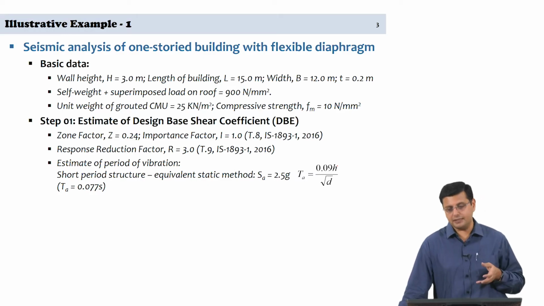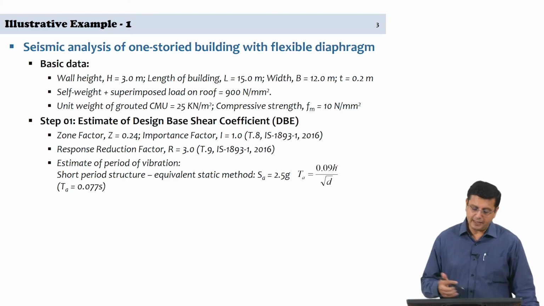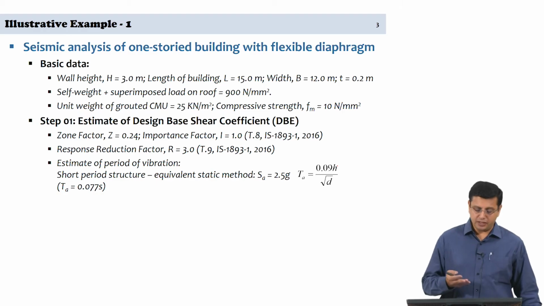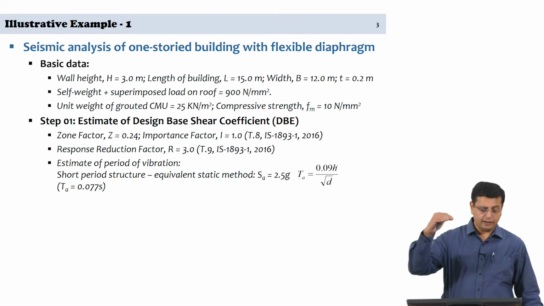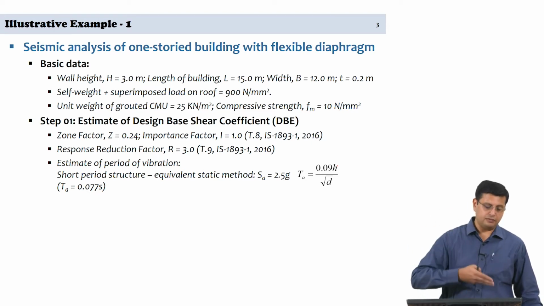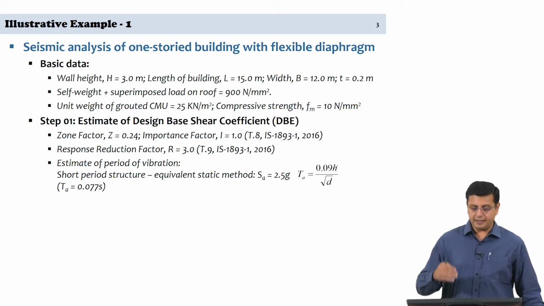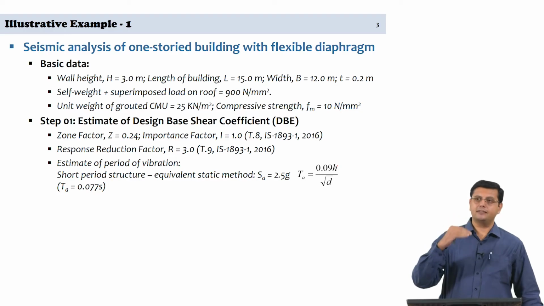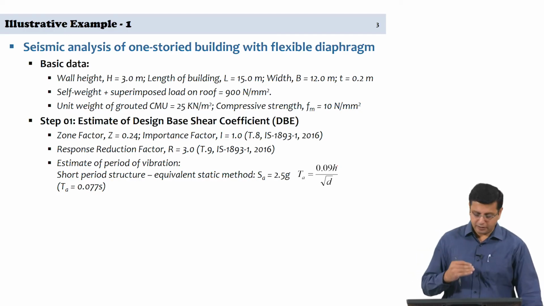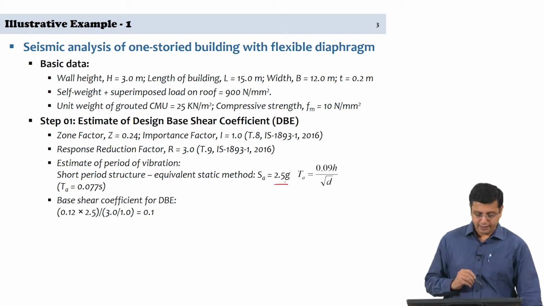So, you are looking at a short period structure, and we are really carrying out a simple analysis here. It is really an equivalent static method based analysis, and the code prescribes that for a short period structure, if you are using the equivalent static method, then do not look at the increasing branch of the acceleration response spectrum. Instead, assume that for the short period, the spectral acceleration is equal to the value at the plateau, and therefore the spectral acceleration is considered to be 2.5 times g.